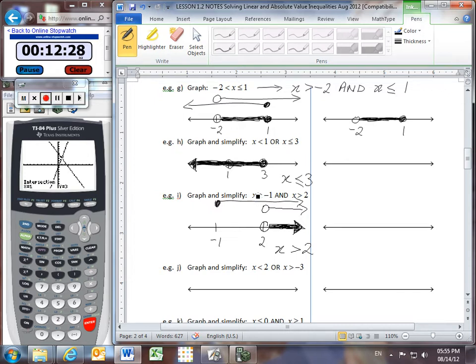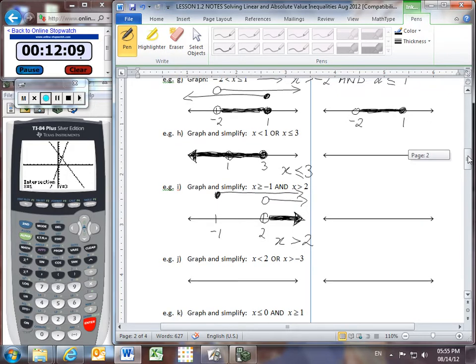If you know that x must be greater than or equal to -1, and at the same time it must be greater than 2, well, clearly we're only dealing with the values that are greater than 2, because here we need both of the conditions to be met, and this is the more restrictive condition.